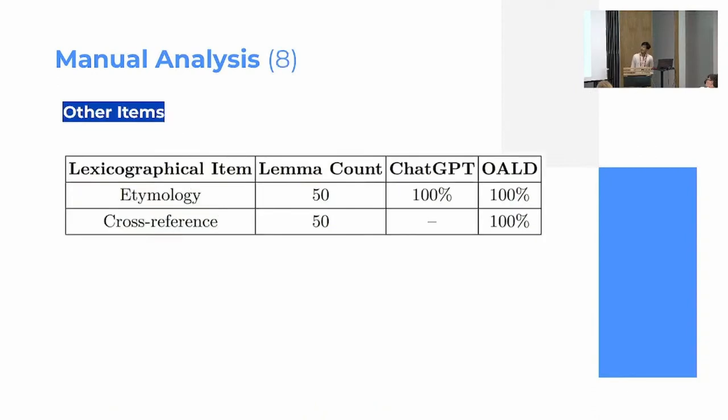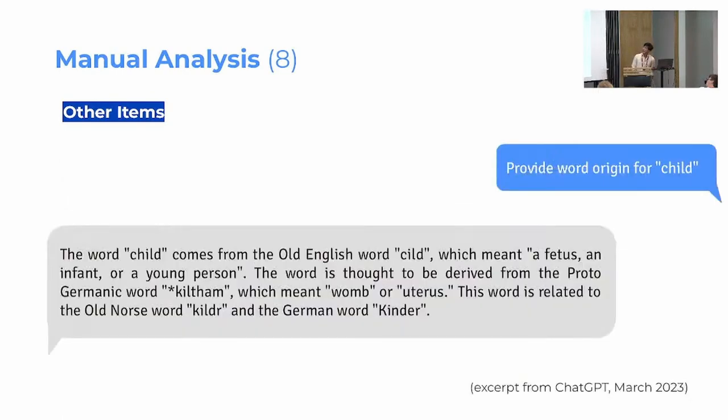The next one, Wigan didn't include this in the other 7 lexicographical items, but instead in other items, for example, etymology. Both ChatGPT and Oxford can provide 100% of this. And of course, ChatGPT cannot offer cross-reference between entries because it's not a dictionary. This is an example of etymology given by ChatGPT.